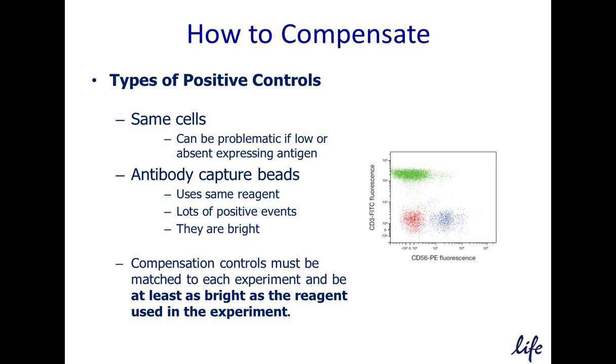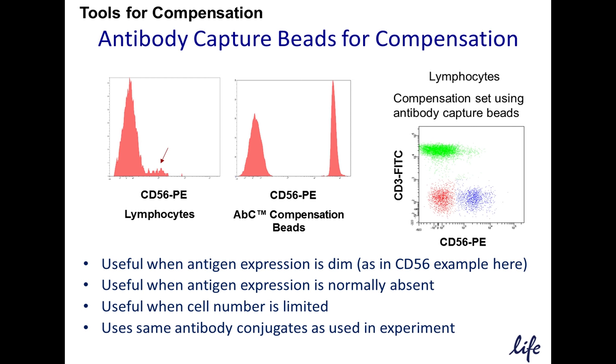Compensation controls must be matched to each experiment and must be at least as bright as the reagent used in the experiment. The antibody capture beads provide a consistent, accurate, and easy-to-use technique for setting compensation. These are available in mouse and rat hamster kits. They contain two types of specially modified polystyrene microspheres and bind all types of isotypes of mouse or rat hamster immunoglobulin. The negative beads have no antibody binding capacity.